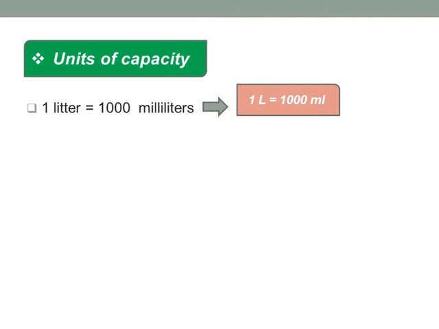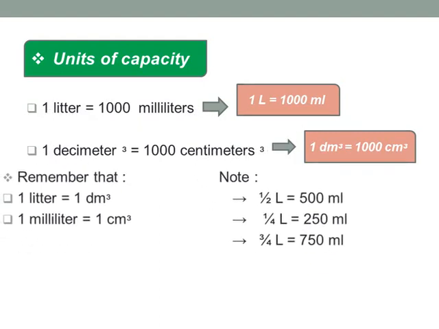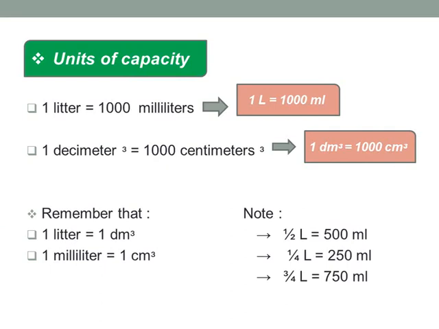And we have other units, which are decimeter cube and centimeter cube. The decimeter cube is a big unit like liter, and centimeter cube is a small unit like milliliters. And the relation between decimeter cube and centimeter cube is 1 decimeter cube equals 1000 centimeter cube. As we see here, the units for the big amount are liter and decimeter cube, and the units for the small amount are milliliters and centimeter cube. We should remember them. 1 liter equals 1 decimeter cube, and 1 milliliter equals 1 centimeter cube.